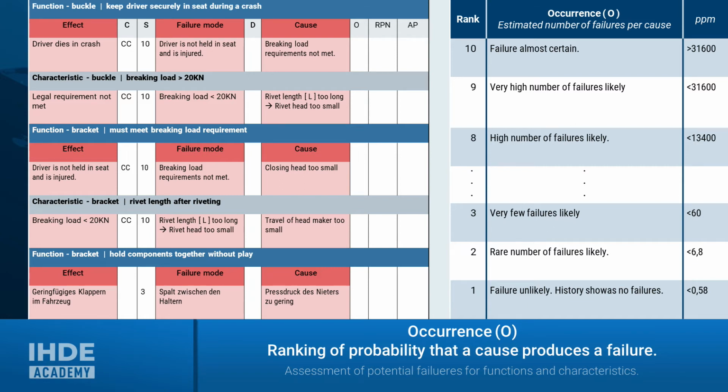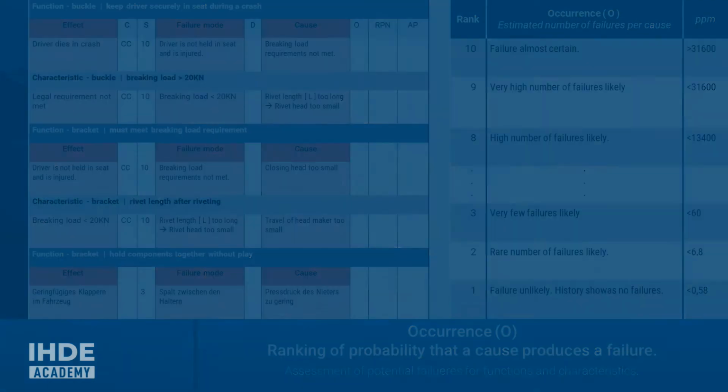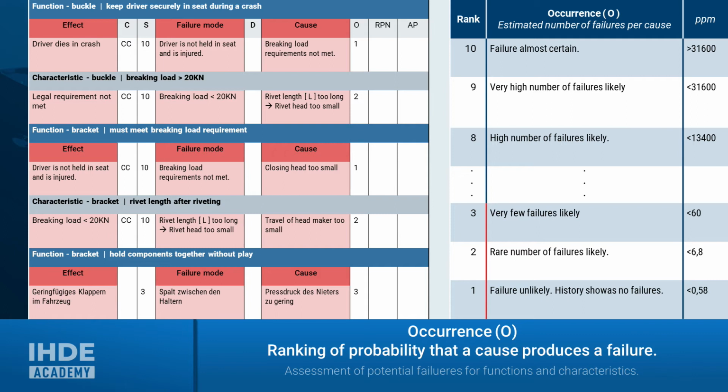A failure that is extremely unlikely to occur, for example a failure that is completely unknown from history, is only rated with a 1. The other gradations in between are shown here only in part. Please check the criteria according to which you have to carry out the assessment. Based on the criteria shown here, in column A of the FMEA form, the probability of occurrence of the various causes was rated from 1 to 3.